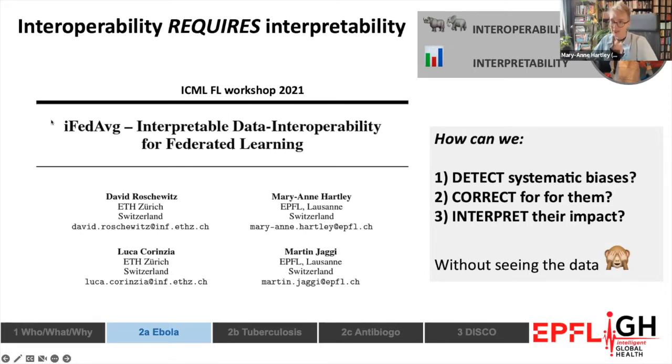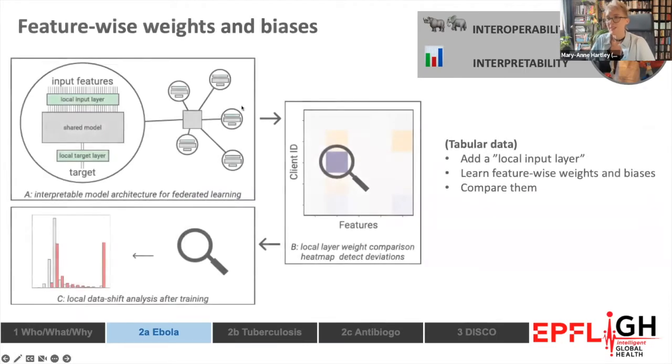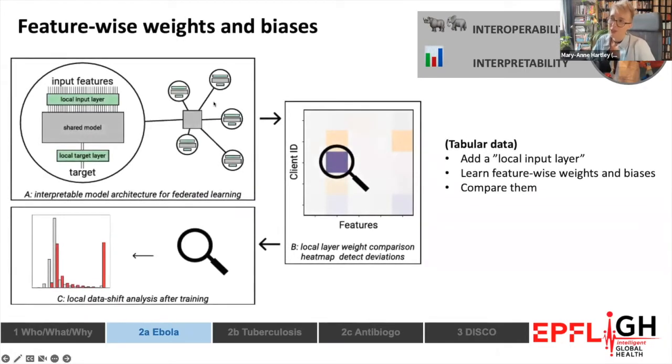So we proposed this thing called IFED average, which is basically an extension of federated averaging, where we can make interpretable data interoperability for federated learning. What that actually means is we try to take a simple approach, where if these are the users in a federation, and this is just zoomed in on one of these little users, and that's your server over there, our architecture basically said, well, here's a shared model.